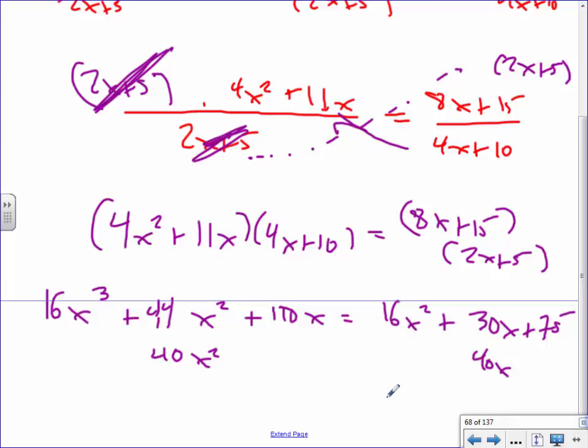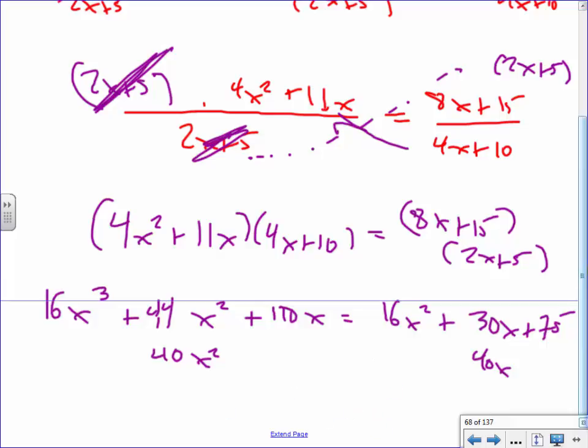Anybody getting a sense of where this is going? How many answers might we have? We might actually have 3. Why are we going to have 3 possible answers? Yeah, it looks like we have a cubic here. Good news though, I taught you how to solve cubics earlier this year. Aren't you so glad I gave you that skill?